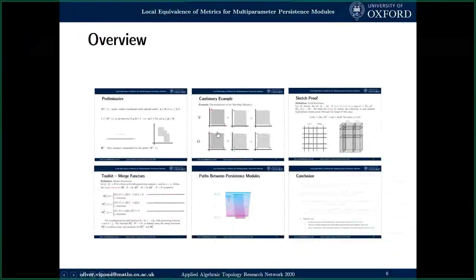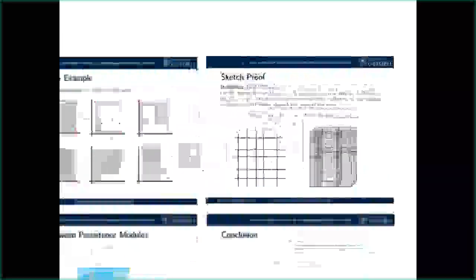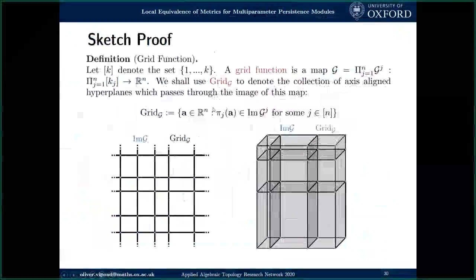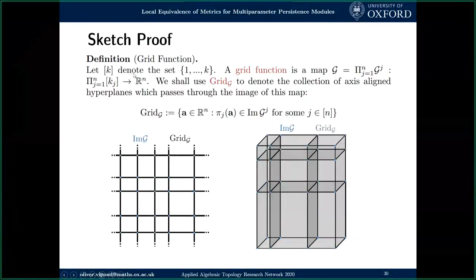So next I want to give a rough idea of how the proof of this statement goes. I have to build up some machinery in order to give you an idea of how this proof goes, and the first thing I have to define are these grid functions. A grid function really should be thought of as a lattice in R to the n. Here I've sketched two examples of these grids. One, a two-parameter grid, which is given by these blue points in the plane.